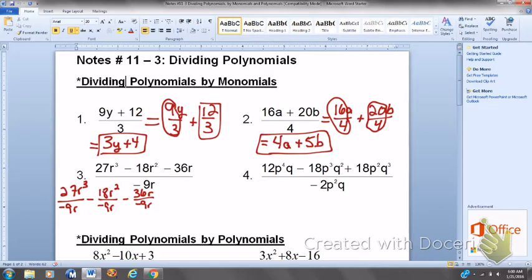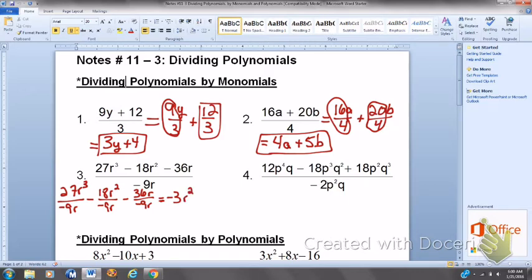Now, we work these individually. In the first one, we can look at the numbers first. 27 divided by negative 9 would give us negative 3. R cubed over r, well, the r would be in the numerator. It would be 3 minus 1, so we have r squared.